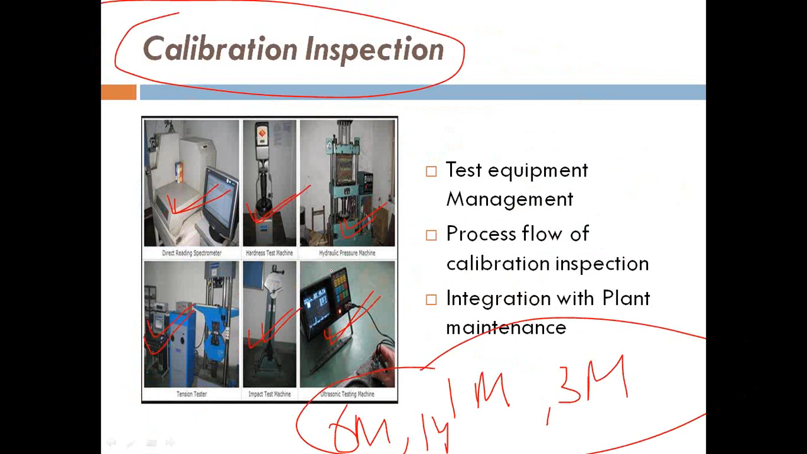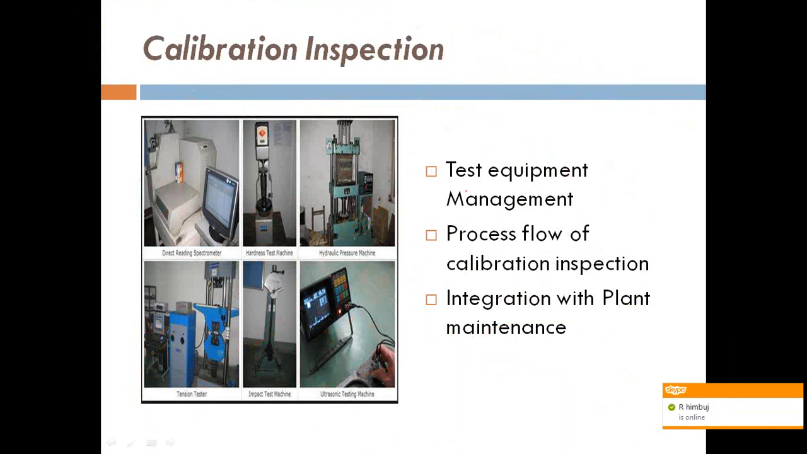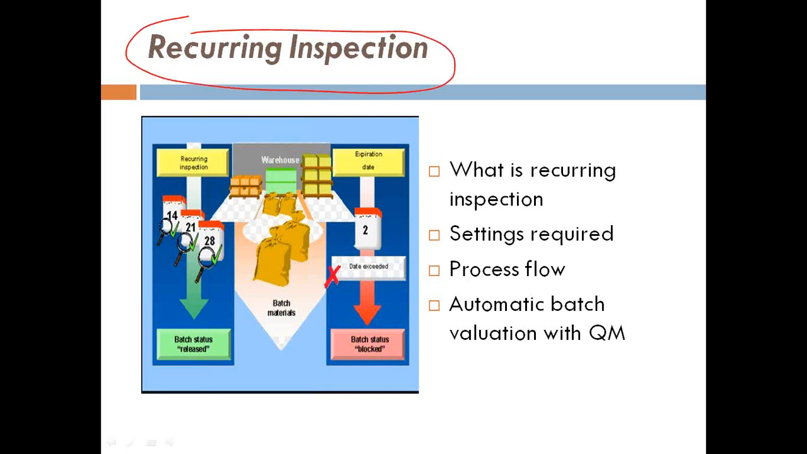So how to do that in SAP? What settings you have to make? All those things we will learn. This is an integration between QM and PM, the plant maintenance module. That is what you will be doing. Now after that you go for recurring inspection.